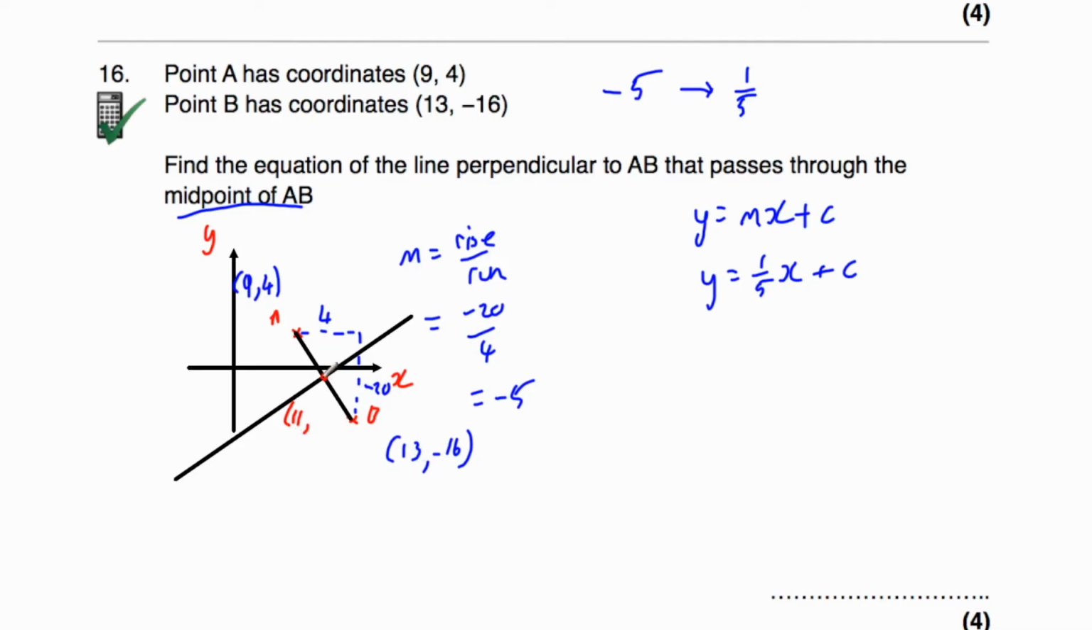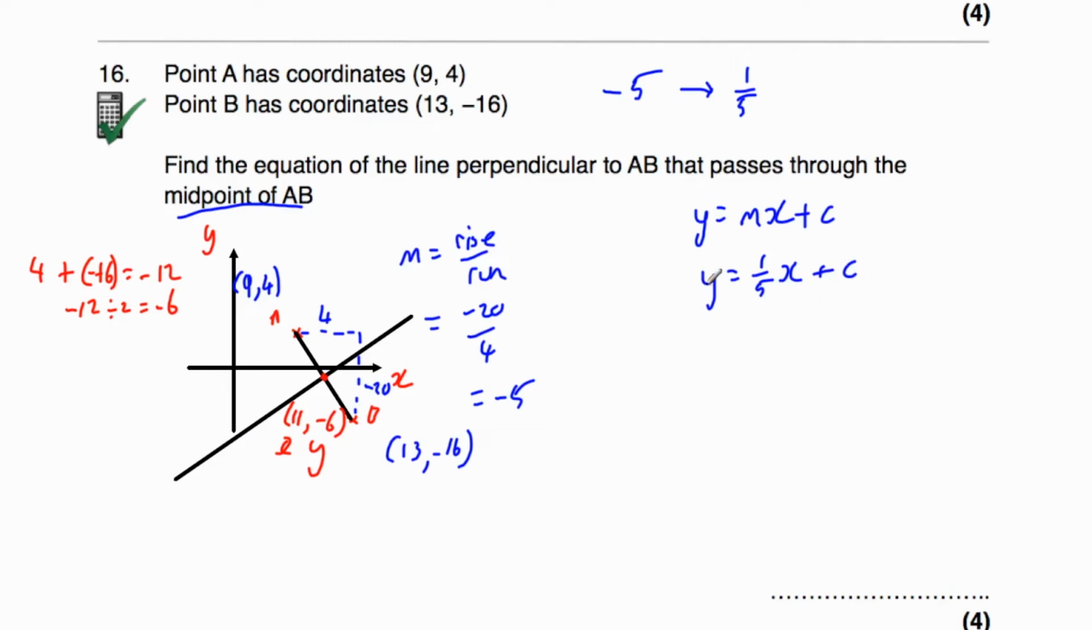And in terms of the y-coordinate of the midpoint, we need to find the middle of 4 and -16, so we could try and work that out, or another way to do it is to add them together and half it. So 4 plus -16, well 4 take away 16 is -12, and -12 divided by 2 is equal to -6. So the midpoint would be 11, -6. So the coordinates of the midpoint of AB would be 11, -6. Now we're going to use that to work out the c, because if we substitute the x-coordinate and the y-coordinate into our y equals a fifth x plus c, we can then work out c, and that would help us find the equation of this line.